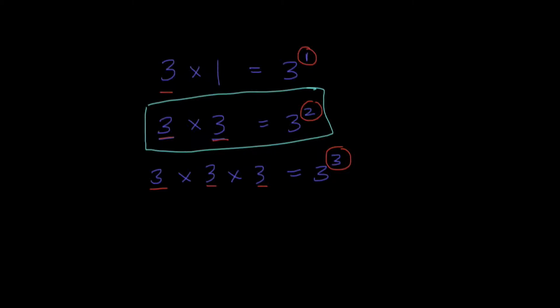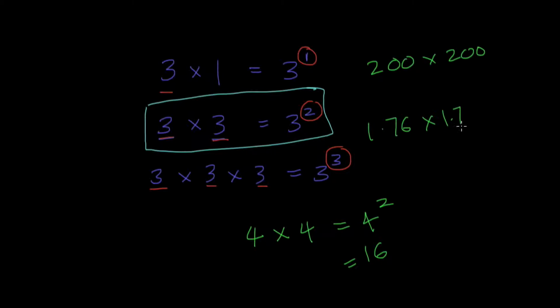So here that number is 3, but the number doesn't have to be 3. It can be, say, 4. And we know that this can also be written as 4 to the 2. And we know that this gives us 16. And then it can be anything. It can be 200 times 200. It can be 1.76 times 1.76. It doesn't matter what the number is. So this would just be 200 squared. This would be 1.76 squared. So it really doesn't matter.